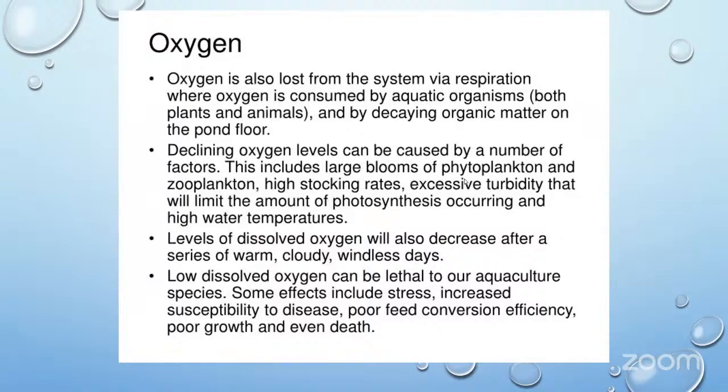Let us see how important oxygen is. Oxygen is also lost from the system via respiration, where oxygen is consumed by aquatic organisms, both plants and animals, and by decaying organic matter on the pond floor. Declining oxygen levels can be caused by a number of factors. This includes large blooms of phytoplankton and zooplankton, high stocking rates, excessive turbidity that will limit the amount of photosynthesis occurring, and high water temperatures also.